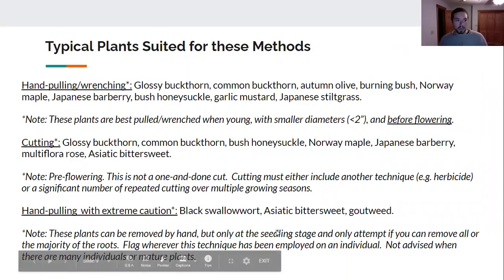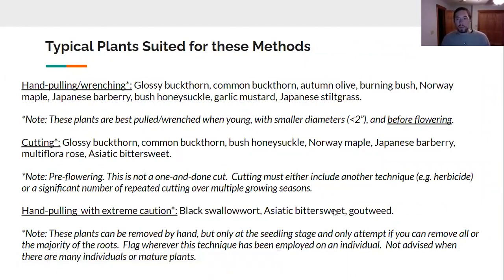Next slide, please. So this is a lot of text, but I'll quickly point out some patterns that you'll notice. For hand pulling and wrenching, this works really well for a lot of the woody shrub species like glossy buckthorn, common buckthorn, autumn olive, burning bush, Norway maple, and so on. These plants are best pulled when they're young, and ideally with smaller diameters. A smaller diameter generally will mean a smaller root network, so a little bit easier to pull out.